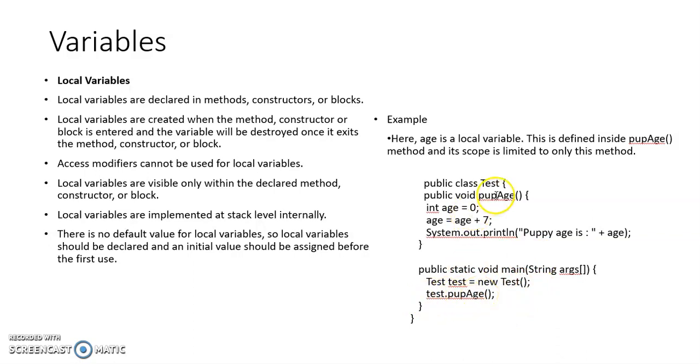calling the function pupAge, and it will run this function and display the value of the variable age. Now if you look over here, this age is a variable that sticks within the function, and it is not being called or used anywhere else. So that is the meaning of a local variable.